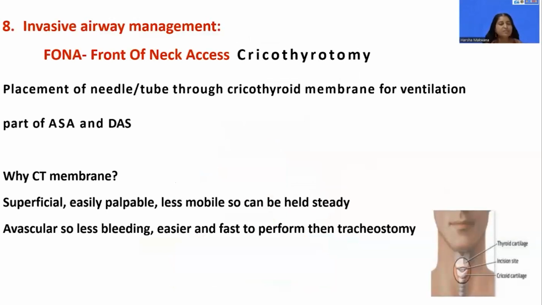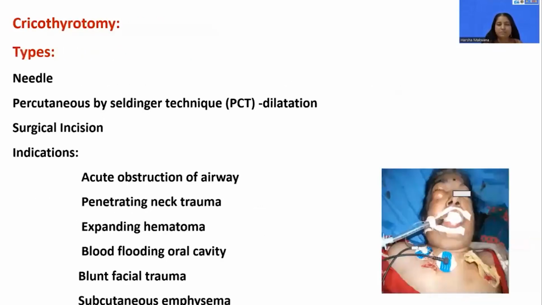Why is the CT membrane chosen? Because it is more superficial, easily palpable, and less mobile, so it can be held steadily. Also, it is avascular, so there is less bleeding. And again, it is easier and faster to perform cricothyroidotomy than tracheostomy. Which are the various types? Needle, percutaneous by Seldinger technique. Here it is dilated, so no scar after removing the tube. And the third one is the surgical incision.